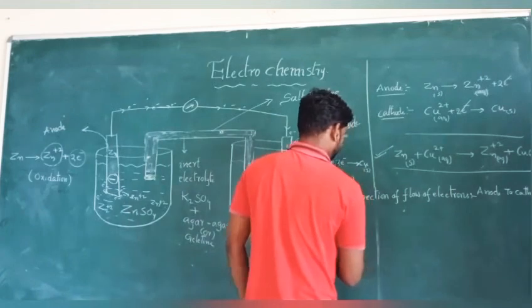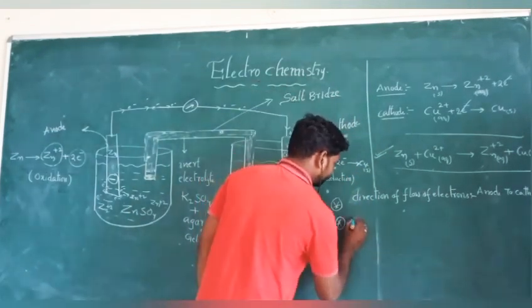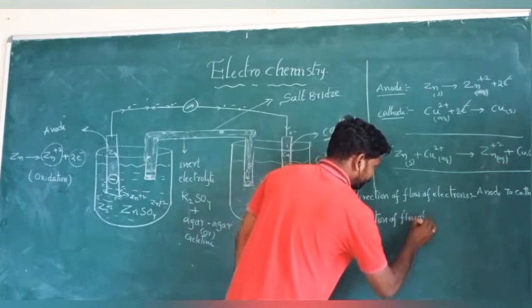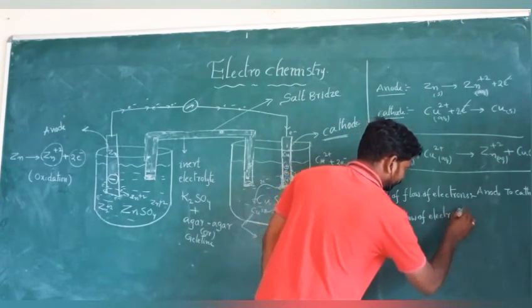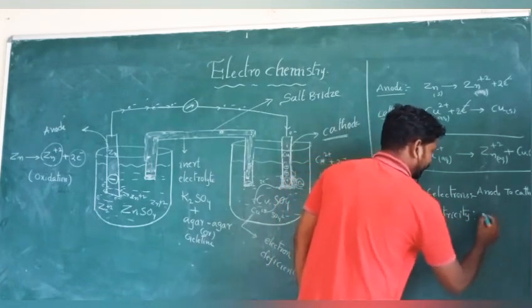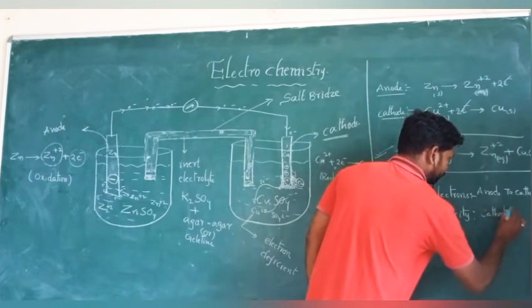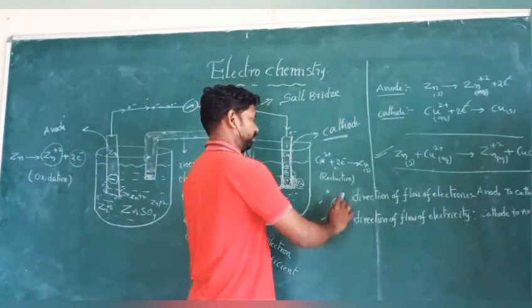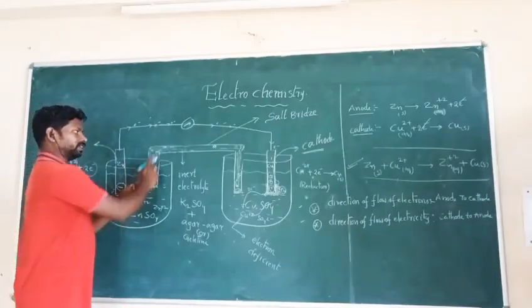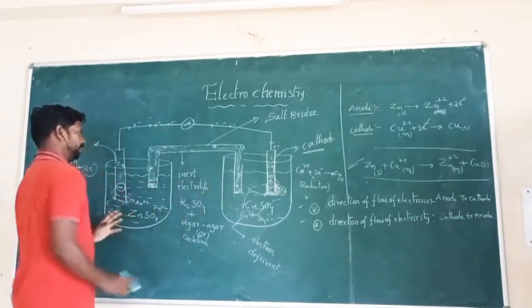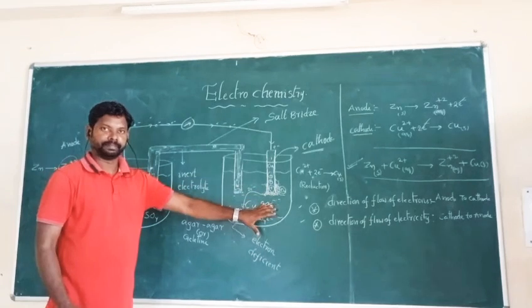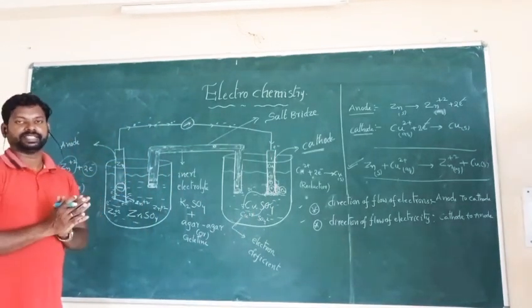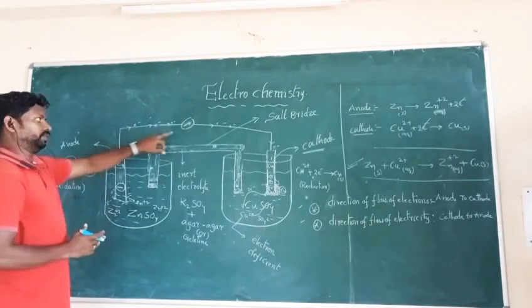Now, the direction of flow of electricity is from cathode to anode. So this is very important now. When we connect the salt bridge, the flow of electrons from anode to cathode takes place. At the same time, the electricity or current flows from cathode to anode. That is exactly the opposite direction. You can see the reflection in the voltmeter.